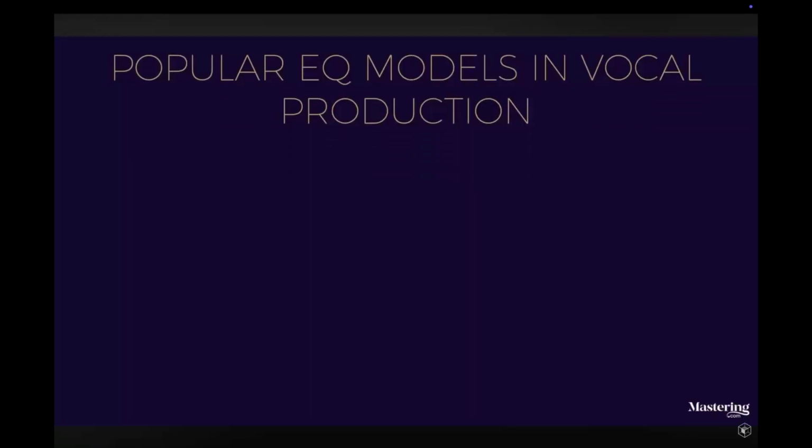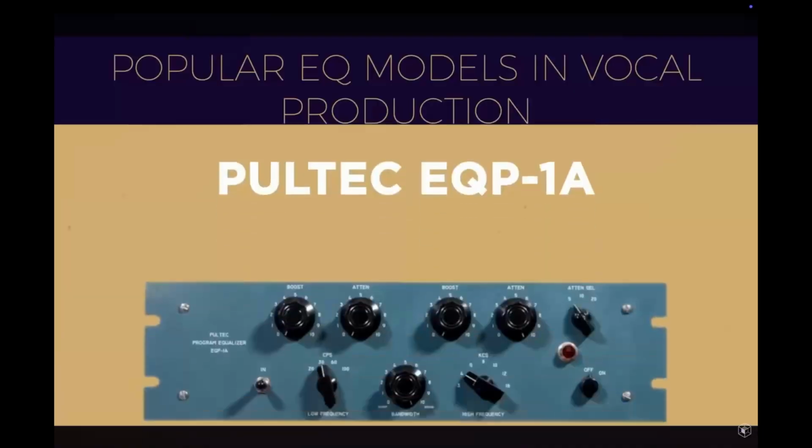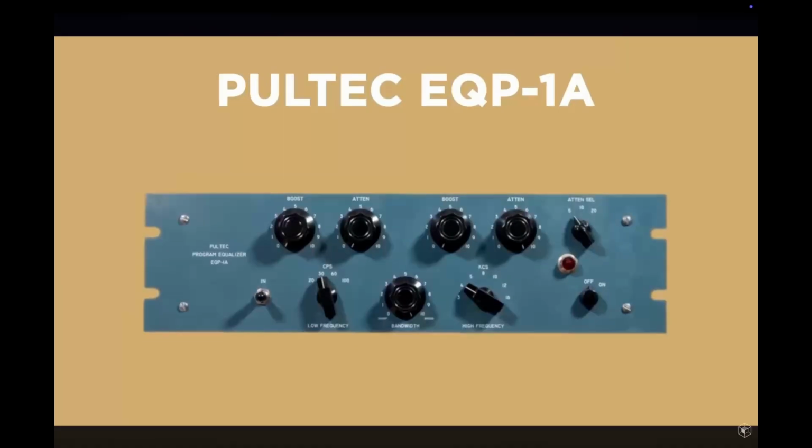Popular EQ models in vocal production. Here are some of the most popular EQ models used in vocal production and mixing. Pultec EQP-1A. The Pultec EQP-1A is a classic tube EQ known for its smooth and musical sound. It's often used in vocal production to add warmth, presence, and air to vocal recordings. The EQP-1A features unique low and high boost cut shelves, as well as a mid-range EQ section with selectable frequencies.